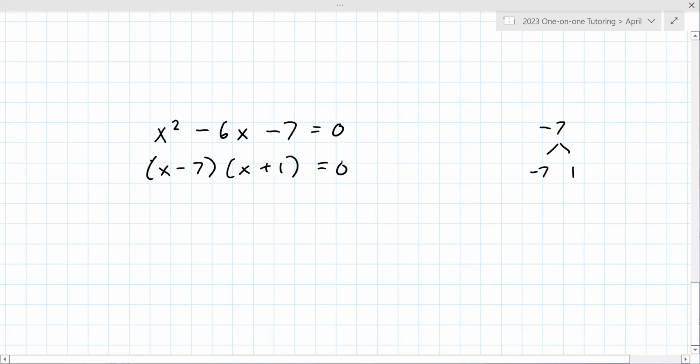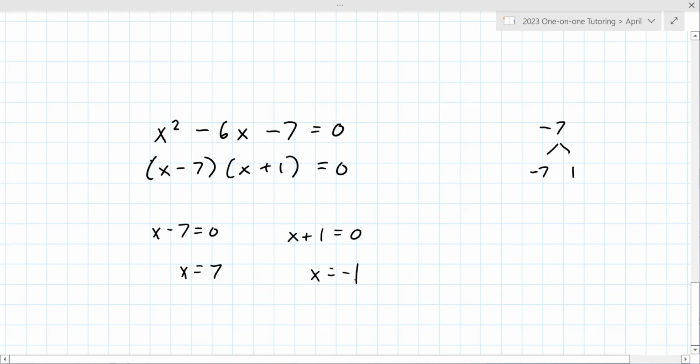And then we're going to set both of these equal to 0. Tell me if you've seen this before, if this is totally foreign to you. I think I've seen this before, yeah. Okay, so to solve these, you add 7 to both sides. So we know that x is 7 and x is -1.